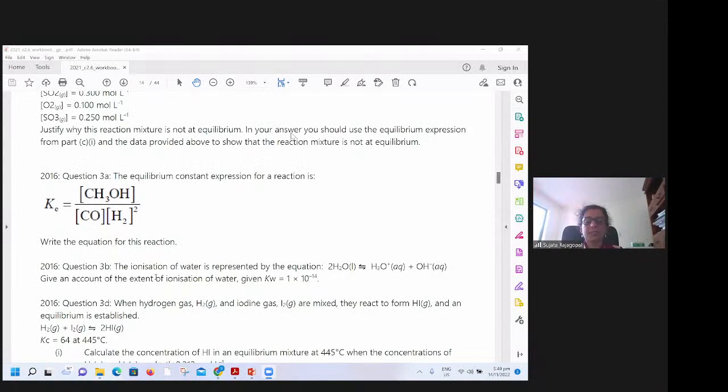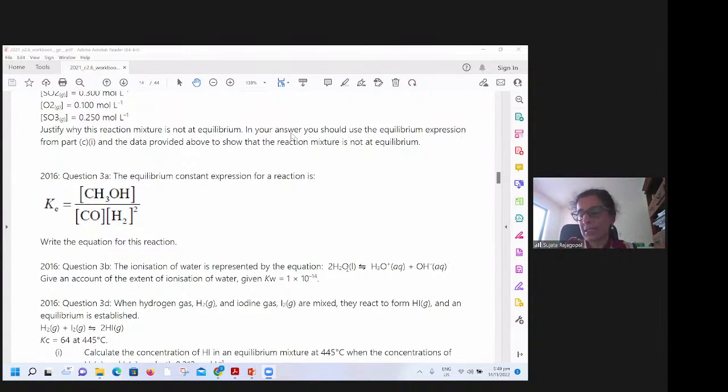Now, students, look at this question, 2016. The ionization of water is represented by the equation 2H2O(l) ⇌ H3O+ (hydronium ions) + OH- (hydroxide ions). So first, if you want to write the equilibrium constant of this one, remember H2O being a liquid, you will not write it in the Kc.